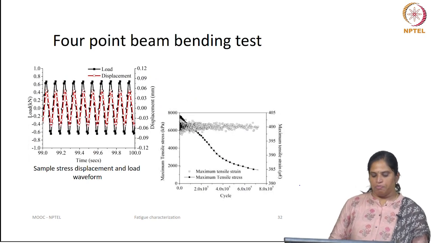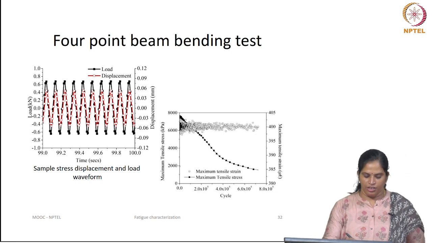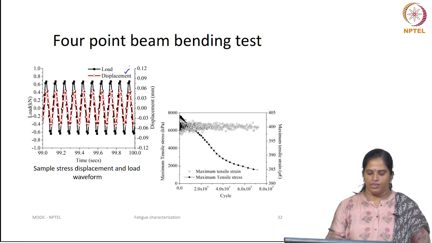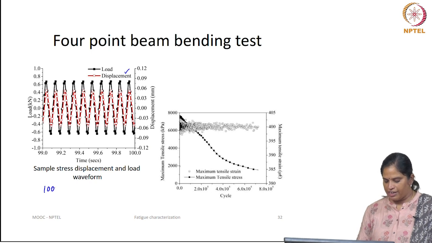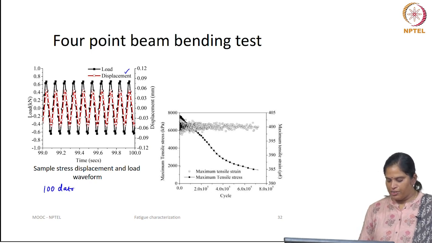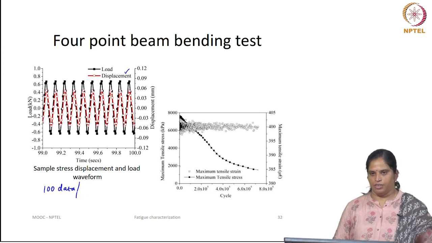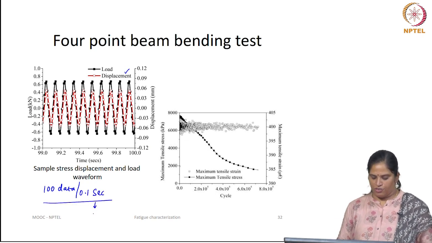So we apply a repeated displacement as shown here. You can see a sample waveform. So we apply a repeated displacement and we measure a load. ASTM recommends to collect at least 100 data points per cycle. So if you conduct a test at 10 hertz frequency, 100 data points per 0.1 seconds. This is specific to 10 hertz frequency.